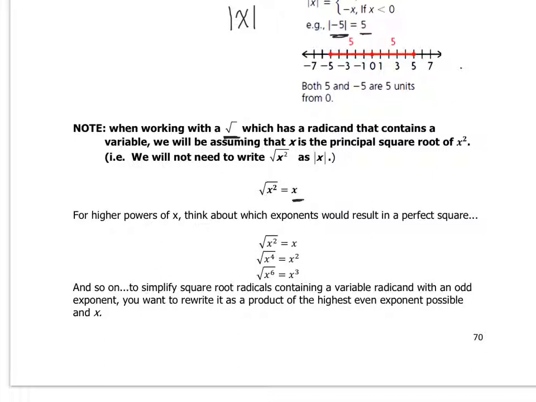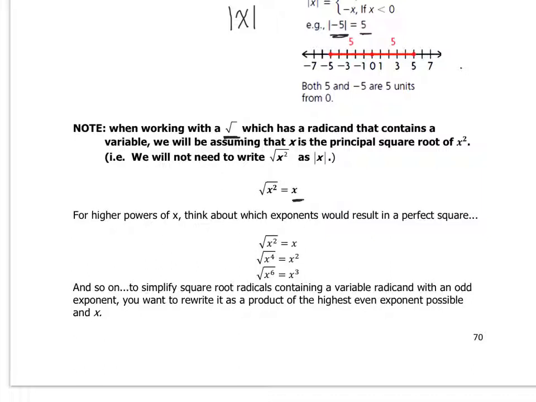So, keeping that in mind, how would you define higher powers of x? The square root of x squared is x, because x times x will give you x squared. And the square root of x to the 4 should be x squared, because x squared times x squared gives you x to the 4. And similarly, the square root of x to the 6 would be x cubed, because x cubed times x cubed, using our rules of exponents, would give you x to the 6.